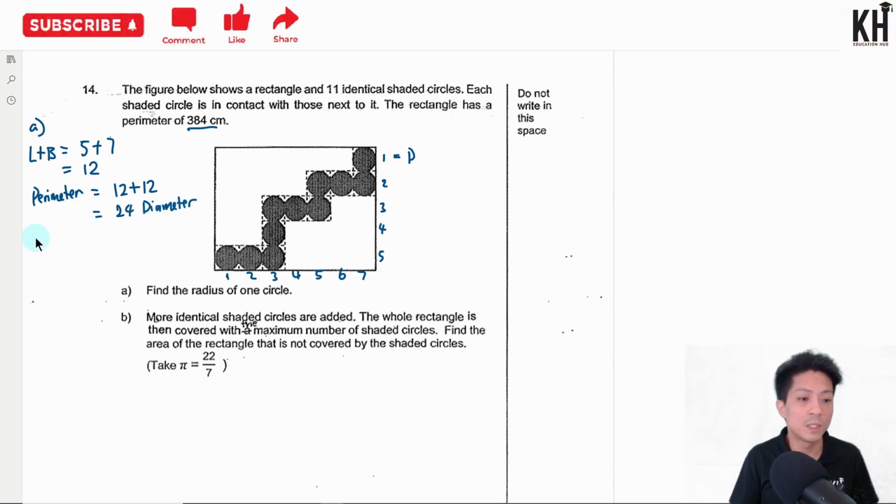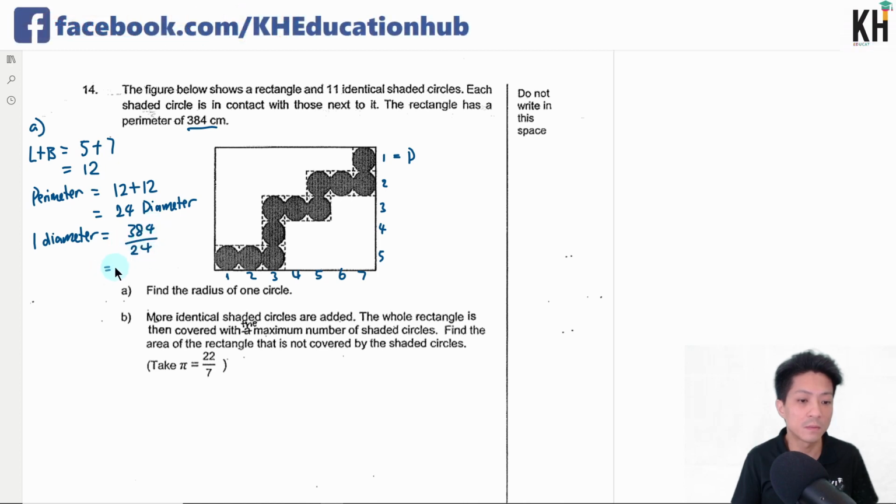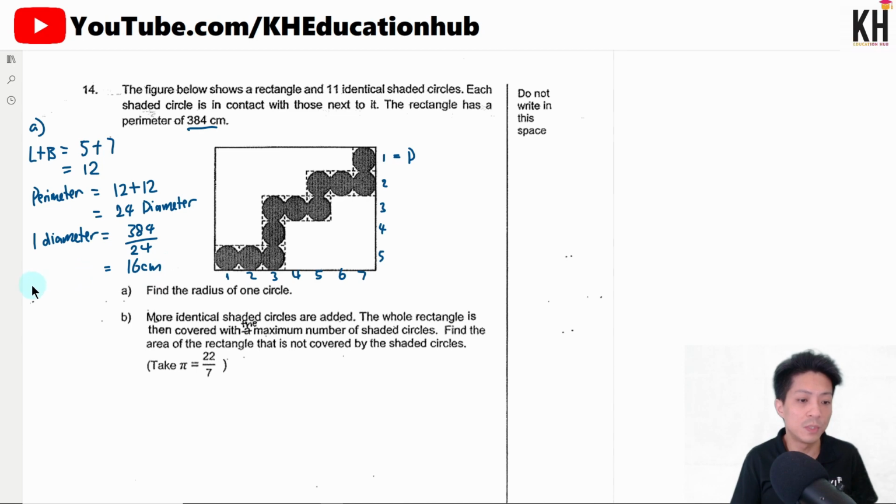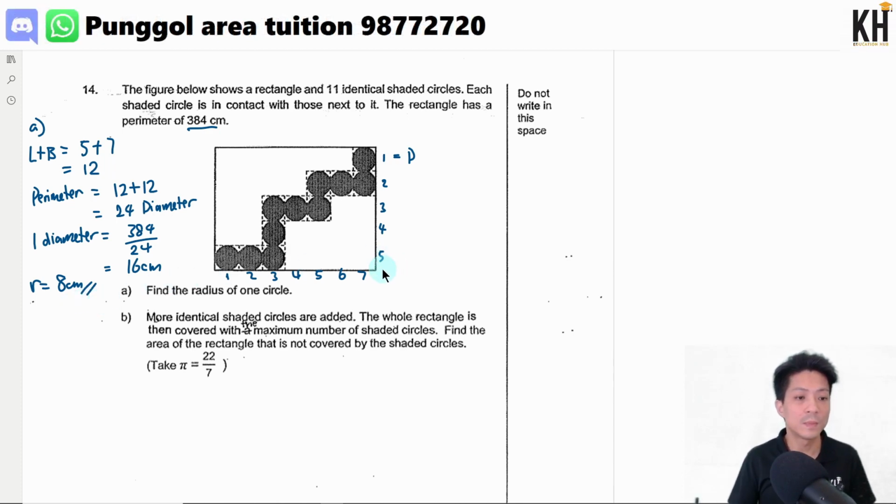So basically 1 diameter is equal to 384 divided by 24, which means that the radius is basically 8 cm. 16 divided by 2. That is the answer for part A.